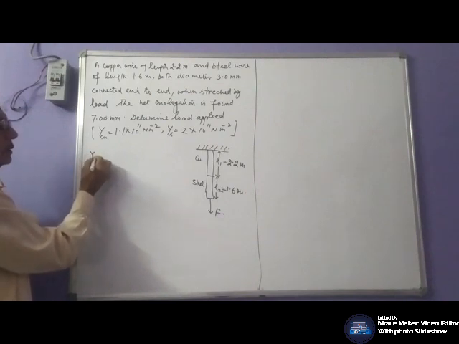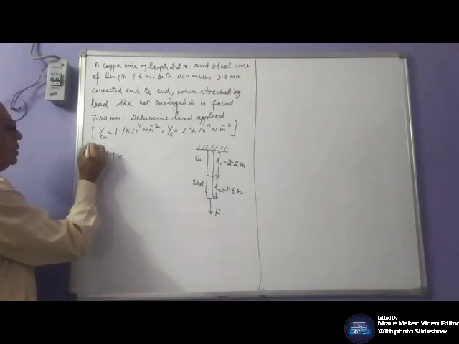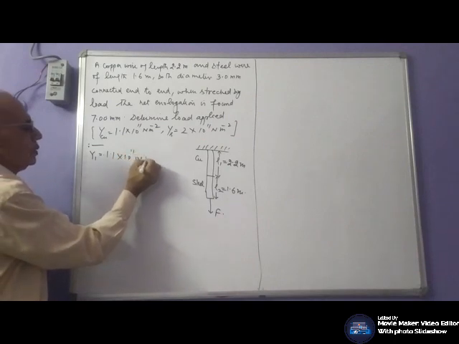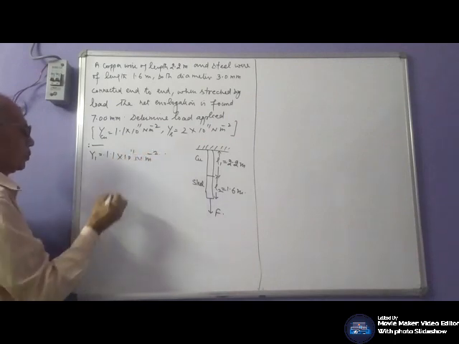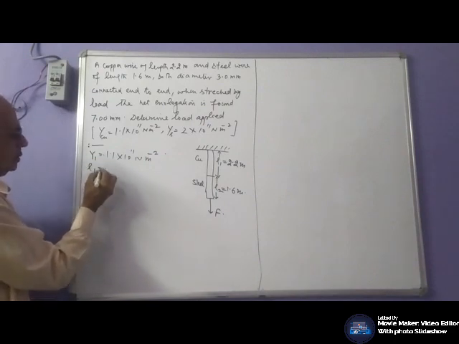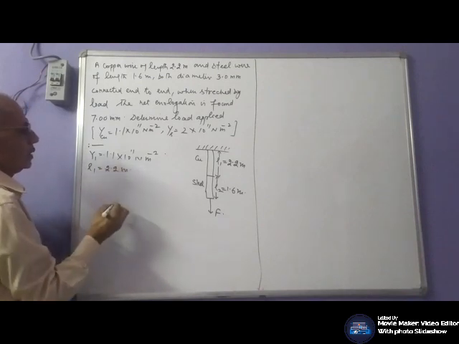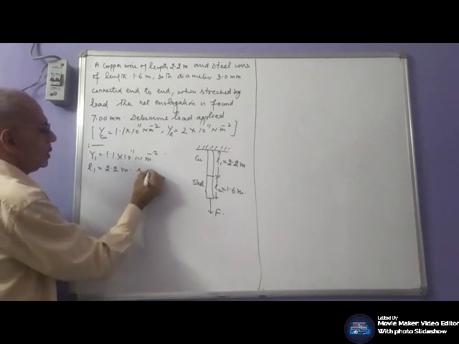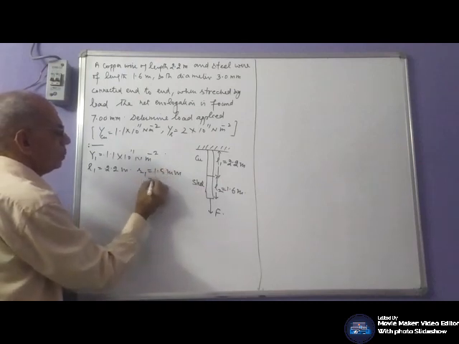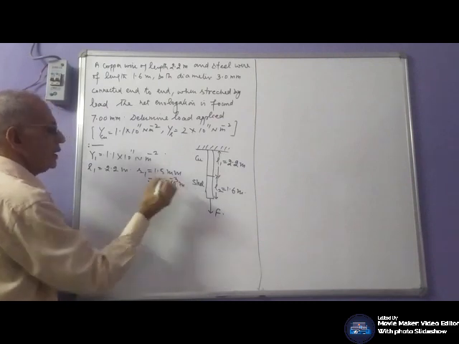Say Y1 is 1.1 × 10^11 Newton per meter square. L1 is 2.2 meter. R1 is 1.5 mm, that is 1.5 × 10^-3 meter radius.